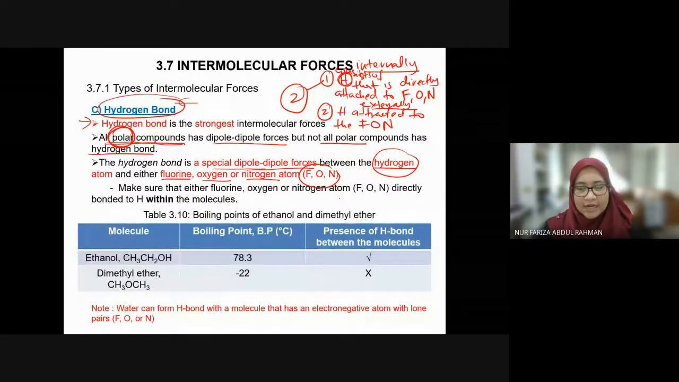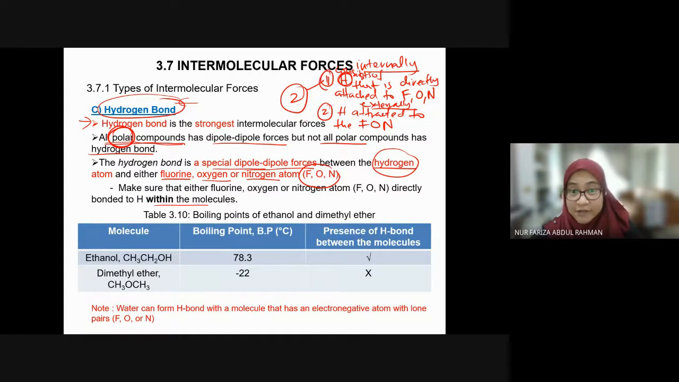Okay, these are the conditions, but I think it's not very clear there. Make sure that either fluorine, oxygen or nitrogen, FON, is directly bonded to a hydrogen atom within the molecules. So this is the first condition. The second condition is not explained further here. Okay, alright. So as you can see, we have two examples, ethanol and dimethyl ether.